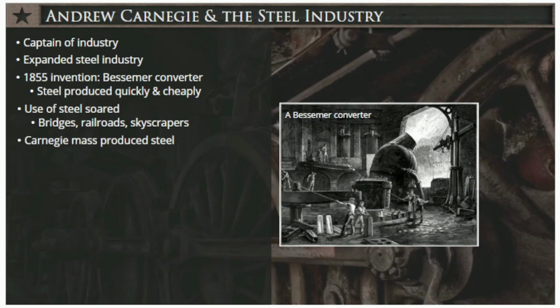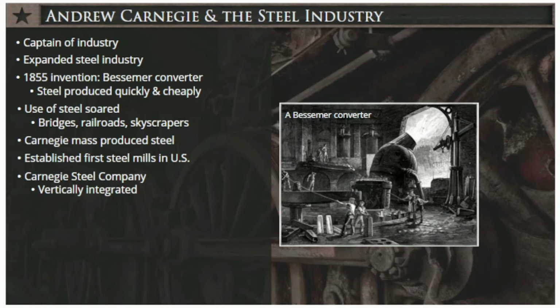Carnegie adapted the Bessemer process for mass-producing steel and established the first steel mills in the United States. In 1892, he combined his many assets into the Carnegie Steel Company. Like Rockefeller's Standard Oil Company, the Carnegie Steel Company was a vertically integrated company. Carnegie Steel controlled where the steel was made, where that iron ore was extracted, and owned or controlled the coal mines that supplied the coal, the ships that transported the iron ore, and the railroads that transported the coal to the factory. Over time, Carnegie's holdings grew into a steel empire. By 1900, Carnegie Steel Company produced more steel than all of Great Britain.